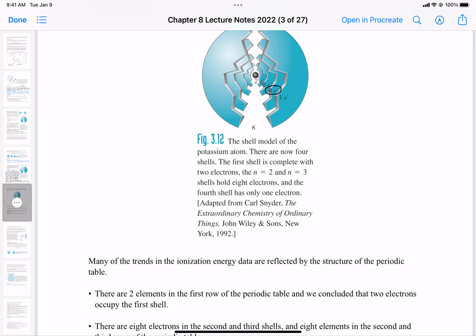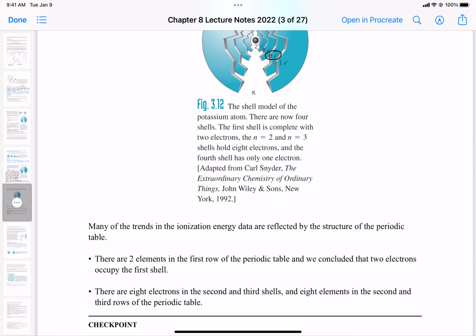So, we've talked about now the shell model up to potassium. Now we can see many of the trends in the ionization energy are reflected in the structure of our periodic table. We talked about that last time, how the structure of the periodic table is separated into these sub-levels. So the energy levels are arranged into sub-levels. If there was only a principal energy level and all the orbitals were the same, we wouldn't have the periodic table separated as it is today. The fact that it's structured in such a way reflects the atomic structure.